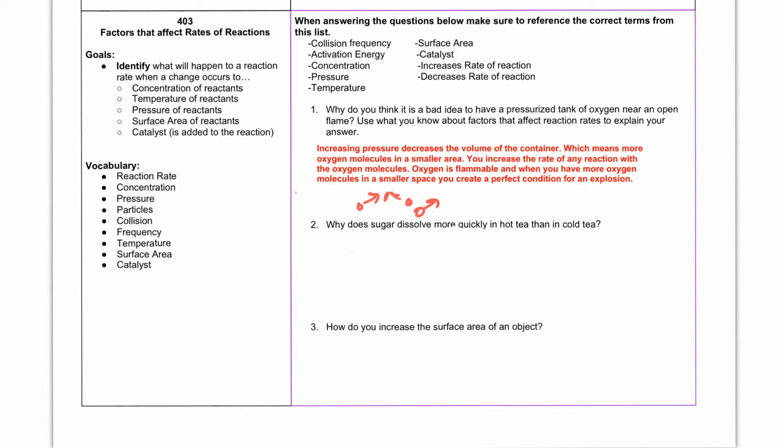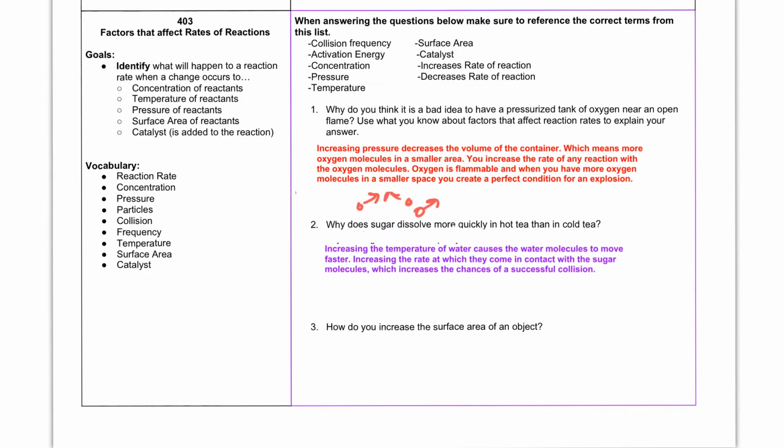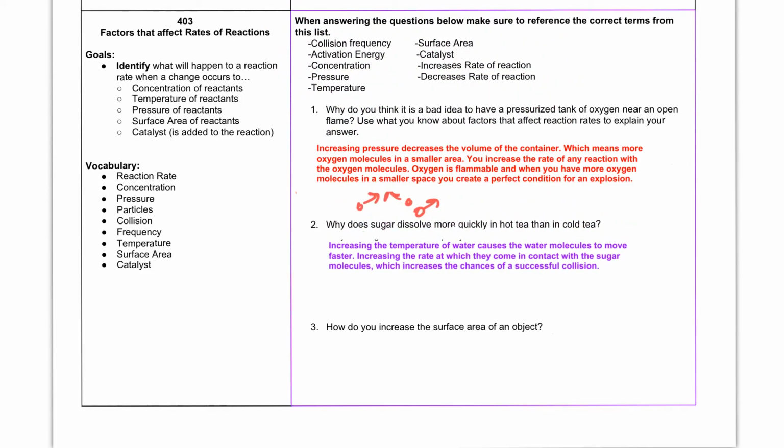The second question is, why does sugar dissolve more quickly in hot tea than in cold tea? So again, when we increase the temperature of the water, it causes the water molecules to move faster, increasing the rate at which they come into contact with the sugar molecules, which increases the chances of a successful collision. Okay, you're increasing the chances of a collision happening.